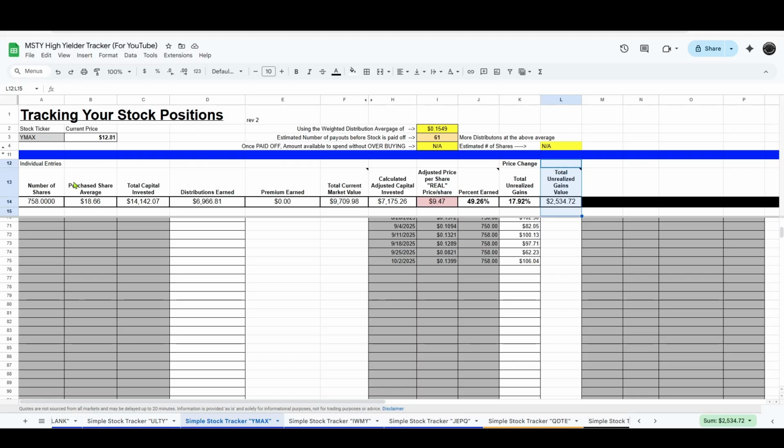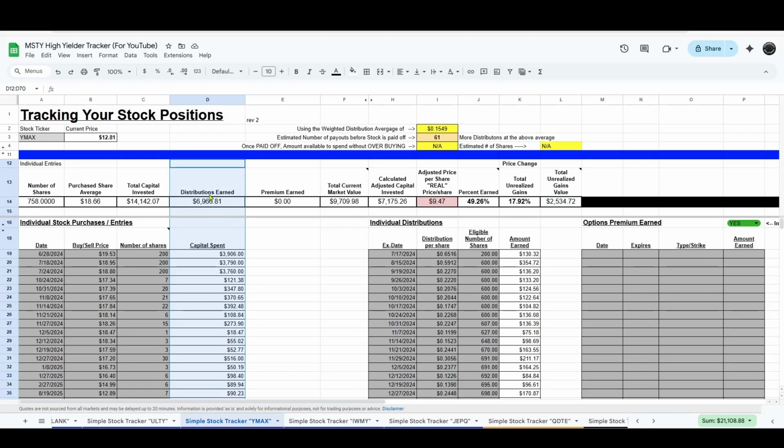And that is to increase your potential distributions earned right here. It could increase how much you're actually earning per payout, because you would have more eligible shares for that distribution. And the reason I say potential is just simply because you don't know what that distribution amount is going to be. So for me, I am looking to get mine paid off so that I no longer have any of my personal capital invested, right?